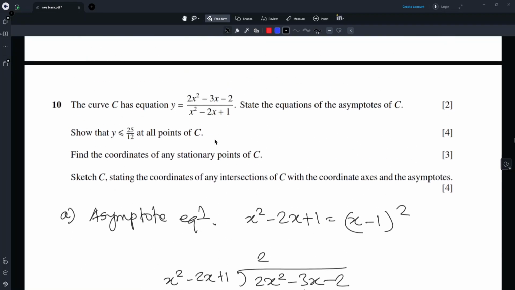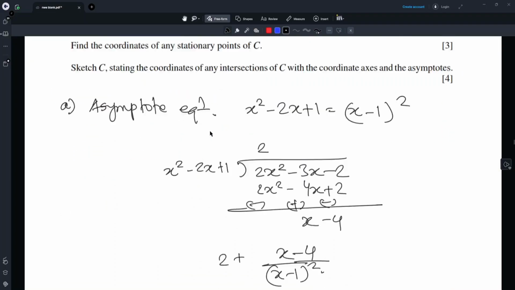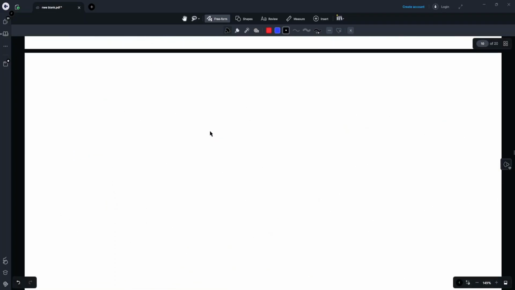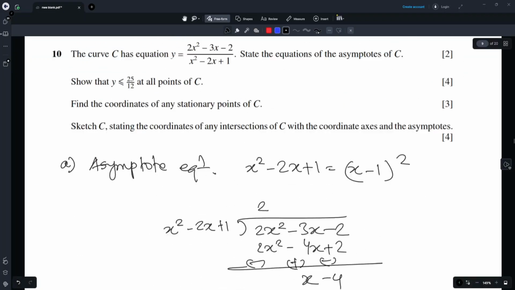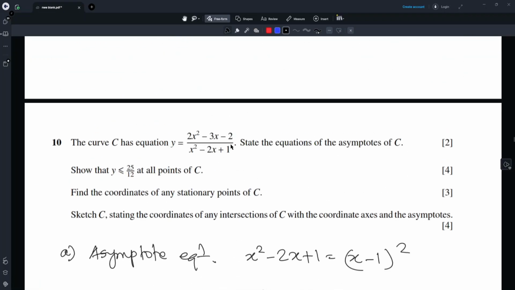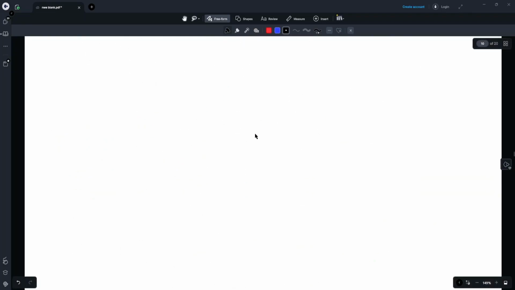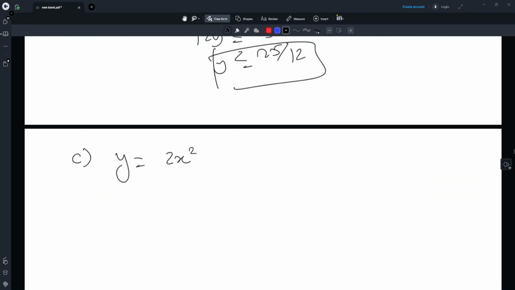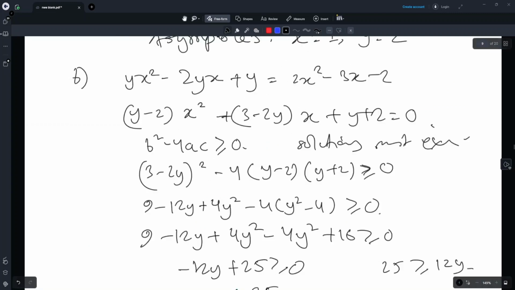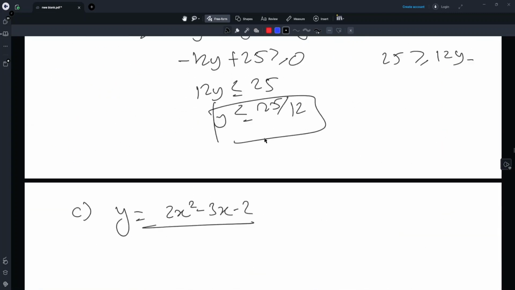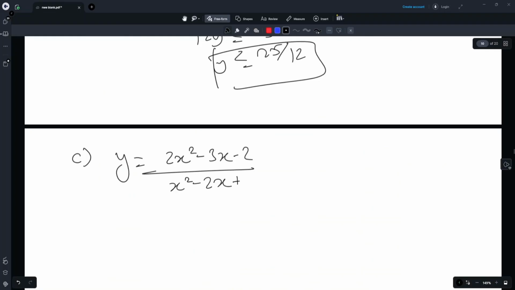Next, find the coordinates of any stationary points of C. So for this one, I just have to differentiate. Differentiation is a bit lengthy, especially these sorts of quotient things. I mean, division fraction things. So if we have y equals 2x squared minus 3x minus 2 over x squared minus 2x plus 1, then we have dy/dx equals something like this.